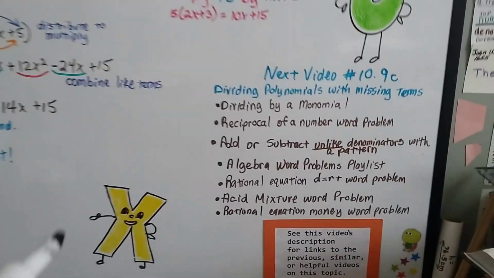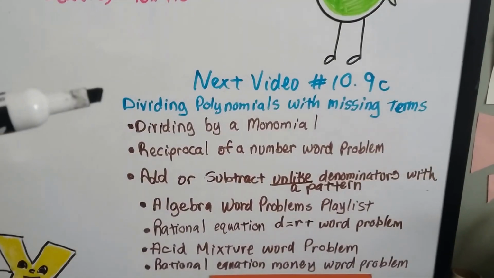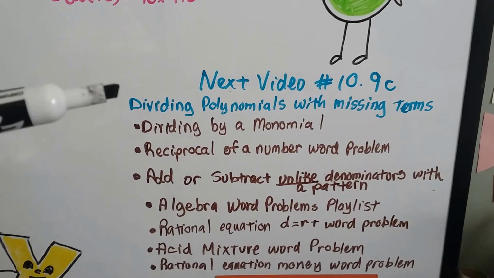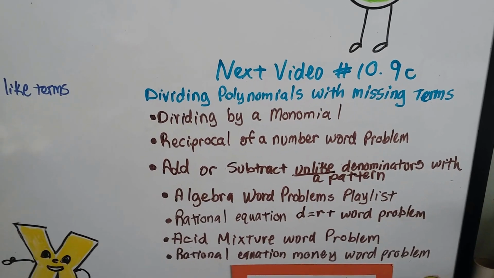Now, my next video is going to be 10.9c. We're going to do this exact same thing, dividing polynomials, but now we're going to do it when we have missing terms. We can actually put a 0 in the place of the missing terms.